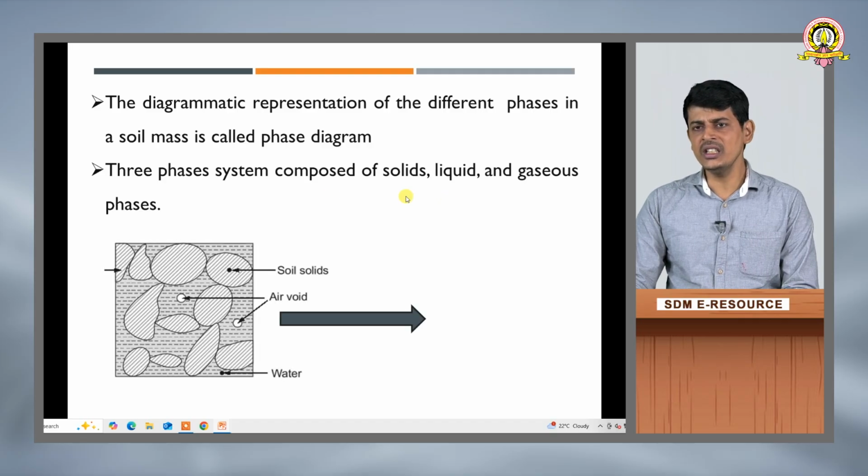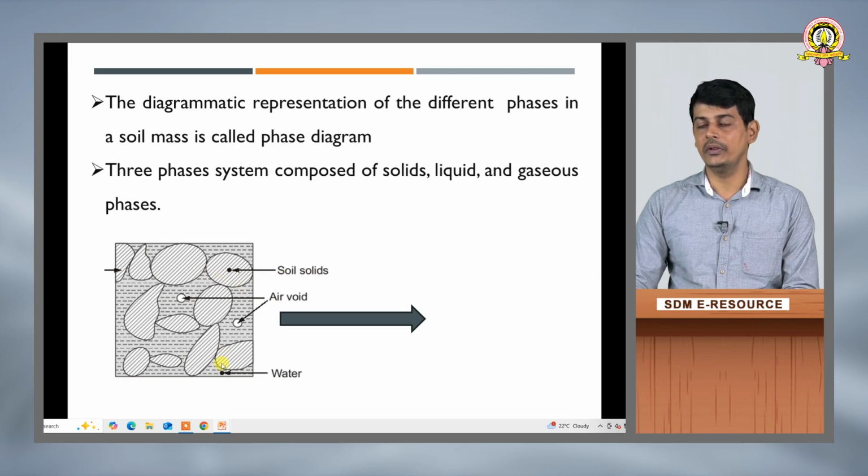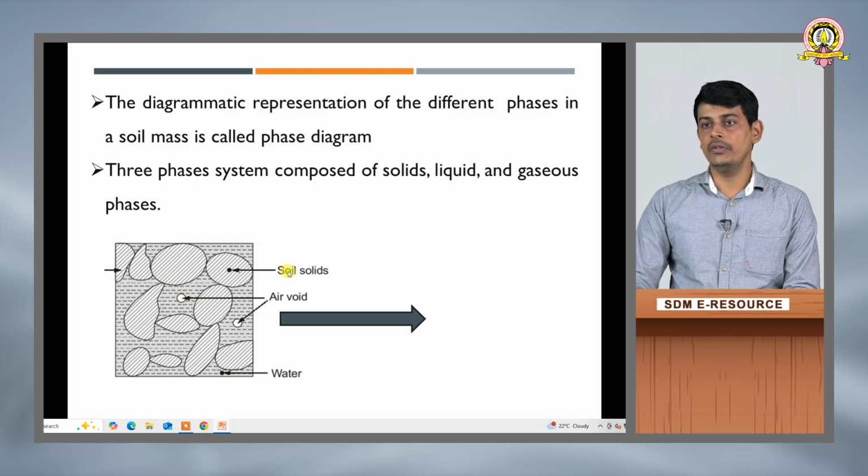Now, this is a microscopic structure of a soil. In this soil, as I mentioned, we have solid particles, some voids will be filled with water, and some voids will be filled with air. For geotechnical analysis, it is very difficult to analyze this system. Rather, if we separate all the solid particles in one, all the water in one, and all the air in one, the diagram looks like this.